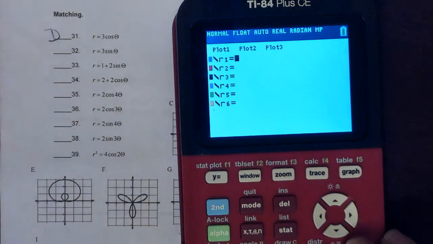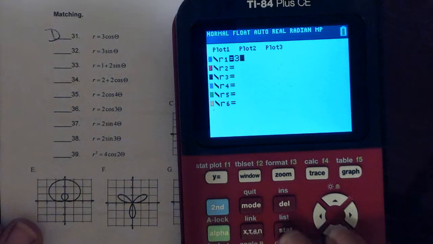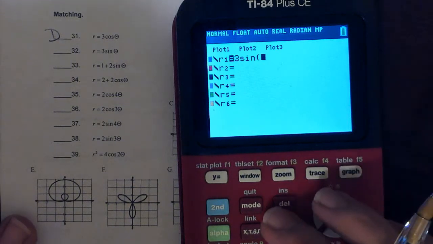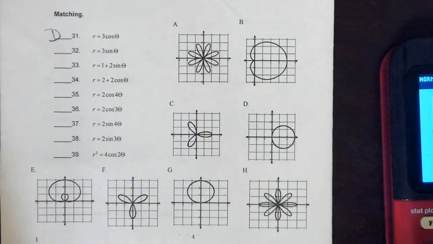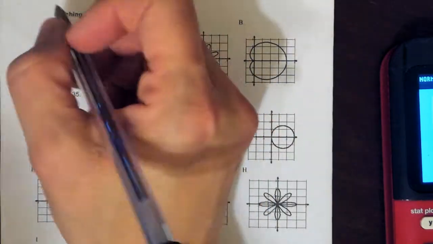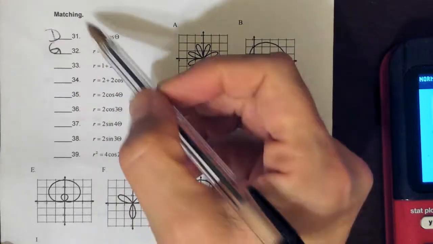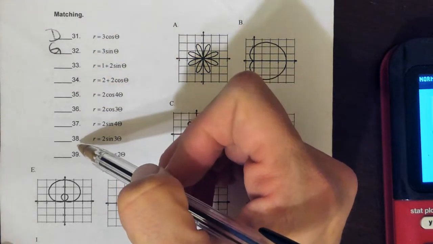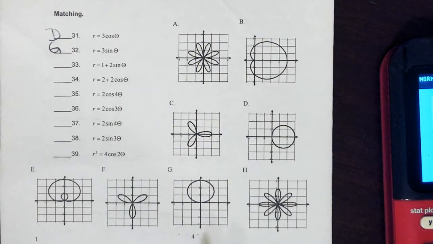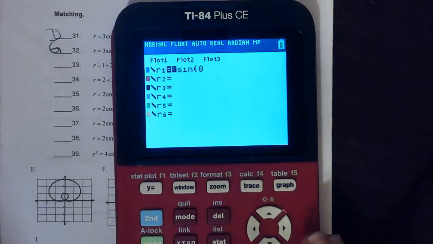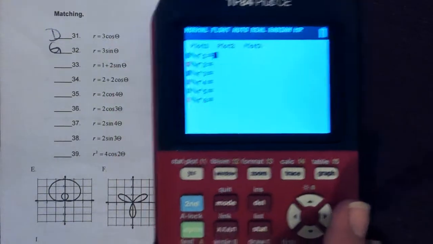The next one says that I need 3 sine theta. So I type in the theta again, I hit graph, and now I have a circle above 0, 0, and that is letter G. And you're going to do the same thing for 33 through 38. So if you have a graphing calculator, go type those in real quick, pause the video, and then come back and check your answers. If you don't have a calculator, then you're sitting here watching me do these.